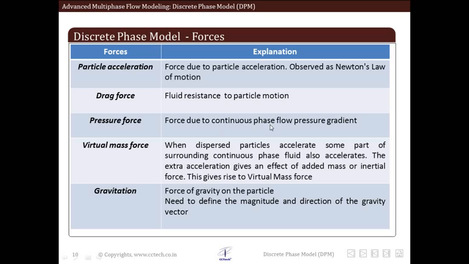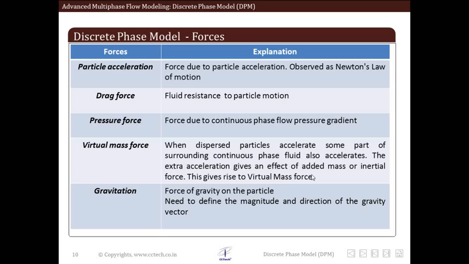Pressure force is force due to the continuous phase flow pressure gradient. That is, when there is a continuous phase flow, there is a pressure gradient due to that flow, and because of this pressure gradient, there is a force that is exerted on the dispersed particles. Virtual mass force, as we already discussed, is because of the additional fluid that is carried by the dispersed phase when it accelerates.